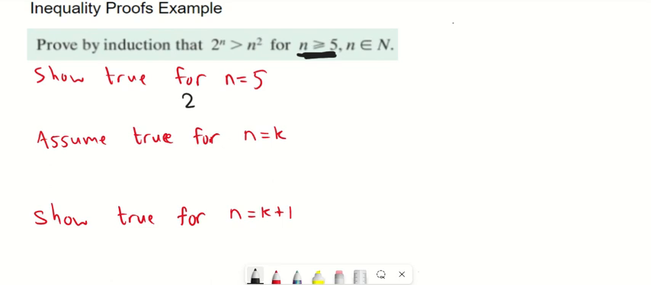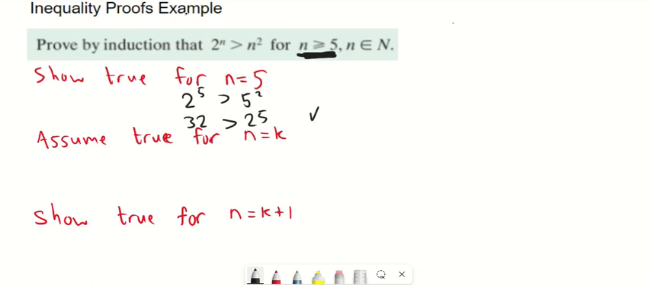So 2 to the power of 5 is greater than 5 squared. 2 to the power of 5, you can put that in the calculator, you get 32. So 2 times 2 times 2 times 2 times 2. So that should be greater than what 5 squared is. 5 squared is 25, so that checks out. So that's true. So we've done the first part.